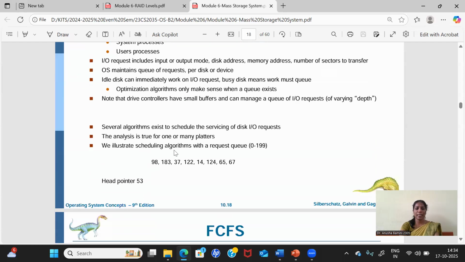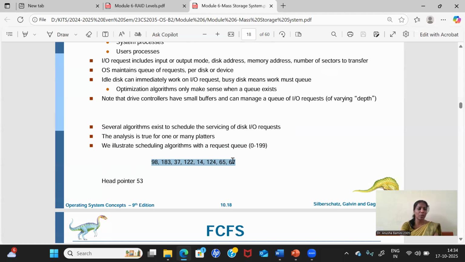Consider in this problem, we illustrate the scheduling algorithms with a request queue over cylinders 0 to 199. The disk arm wants to traverse these sectors. Consider these as the number of songs you want to hear. Now the song being played is the 53rd song, which means the head pointer is at position 53. I want to traverse these sectors.